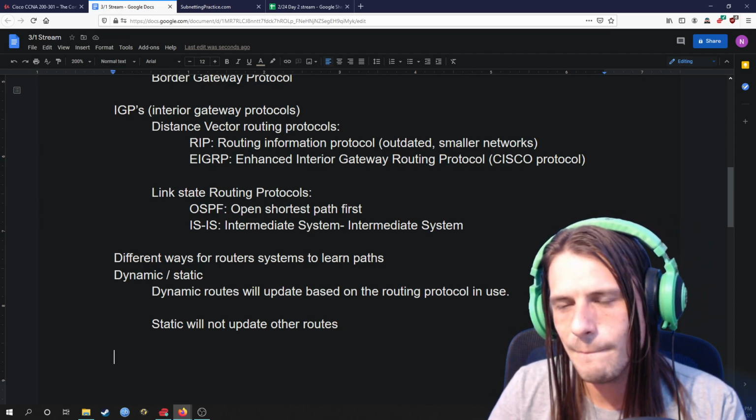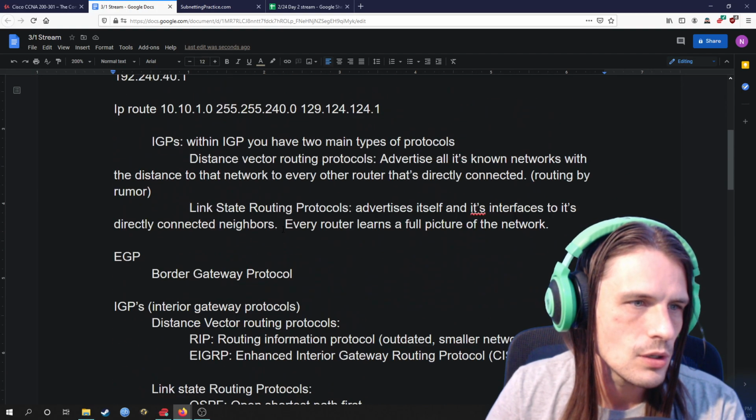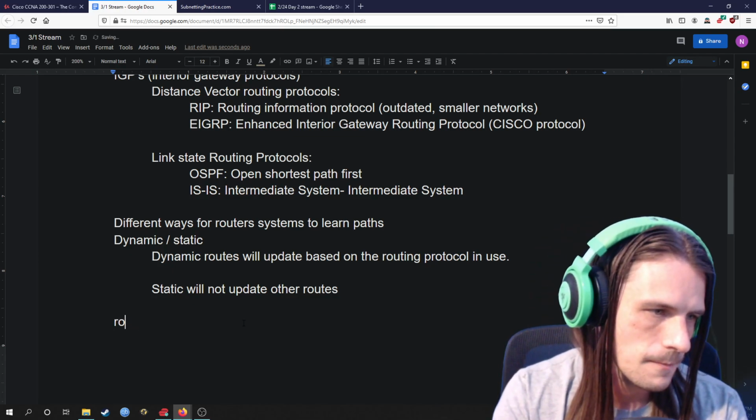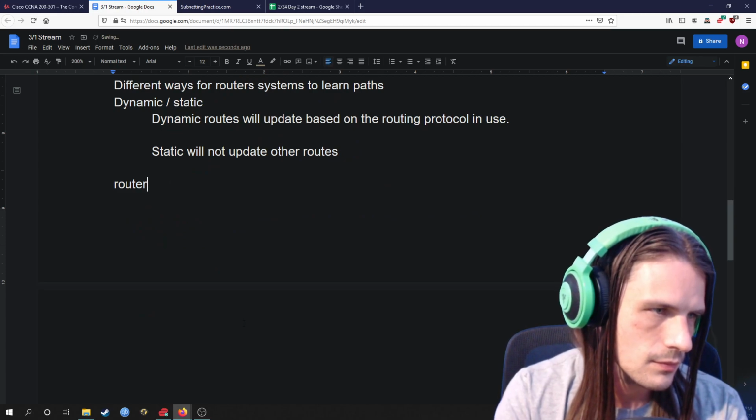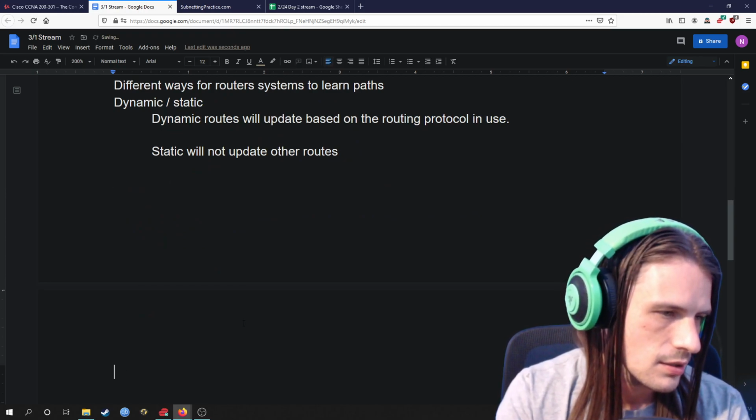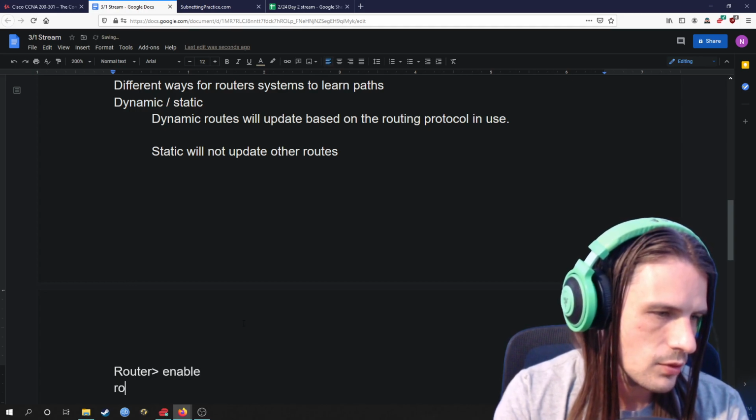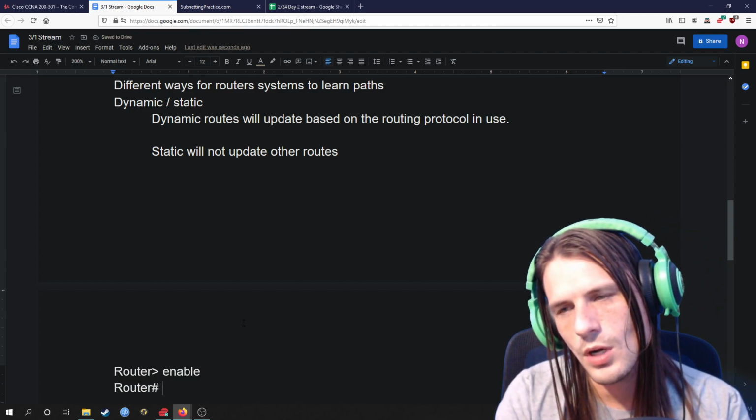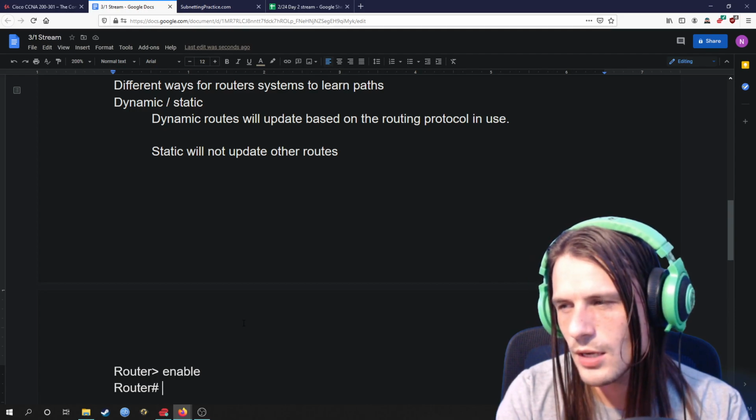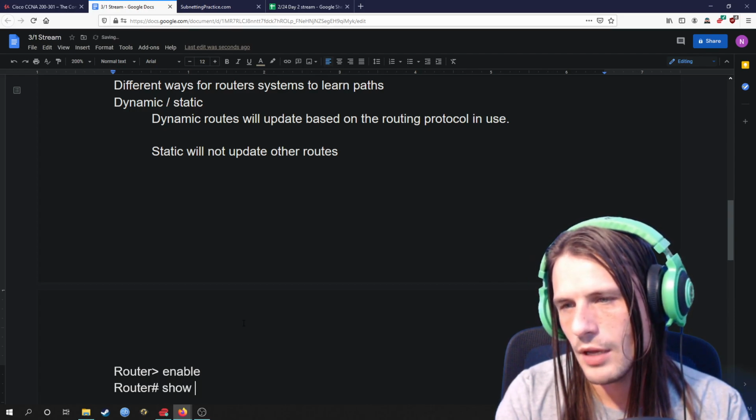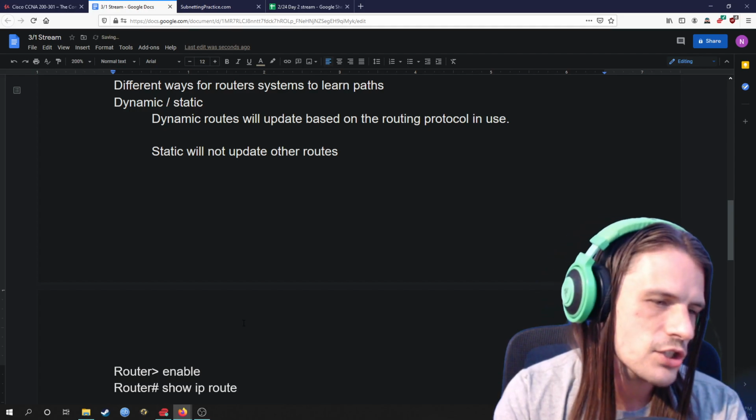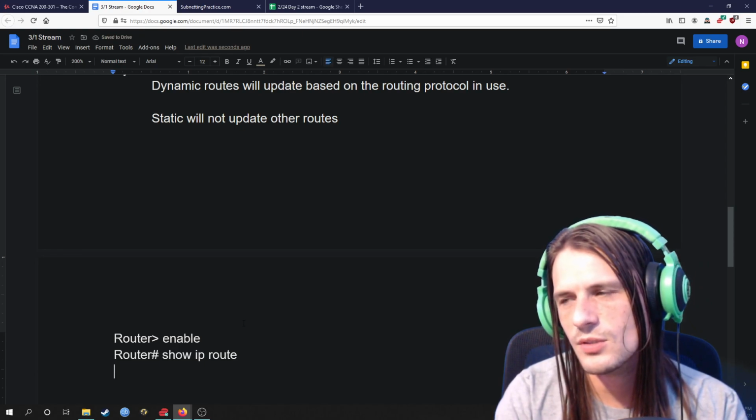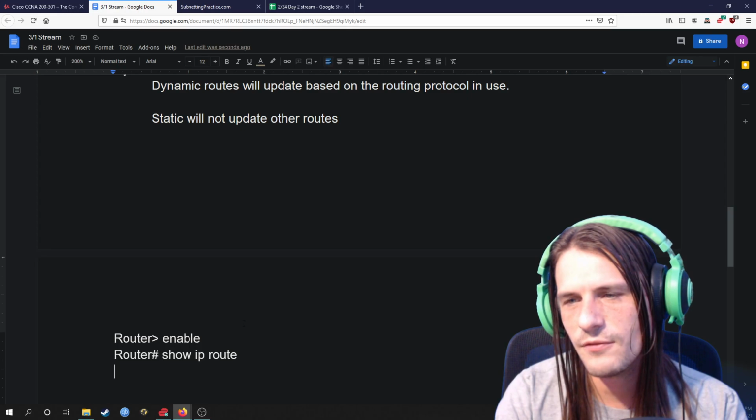There's another, so let's say I logged in to a router. Let's just bring this down to the next page. So router, enable. From privileged exec, I think it's show on this level. Show IP route, and I can hit enter there, and it will show me all the different routes associated with this device. And there's going to be different types of routes.